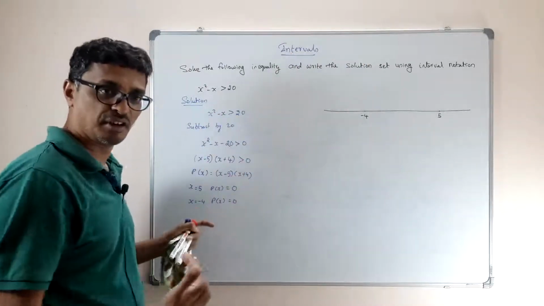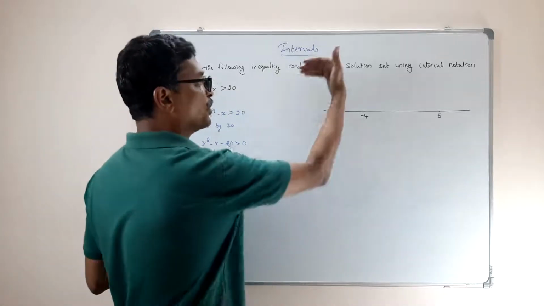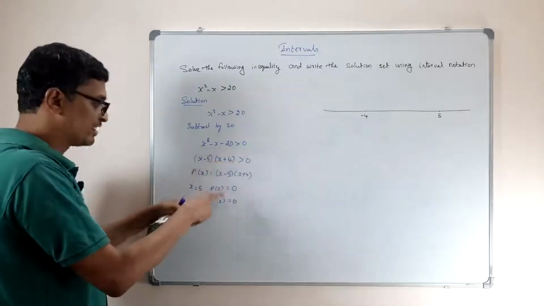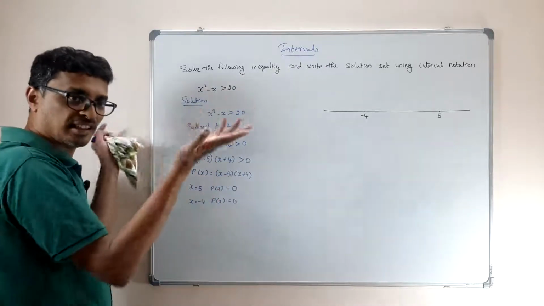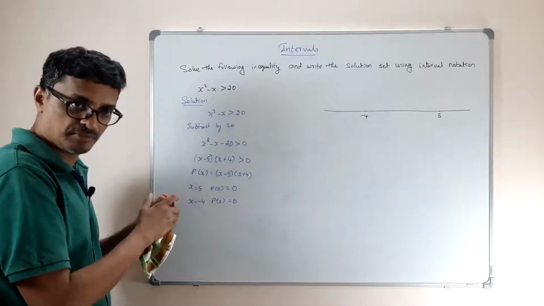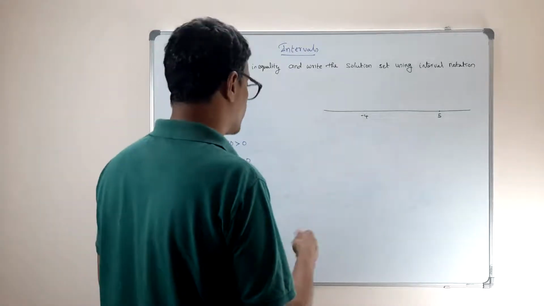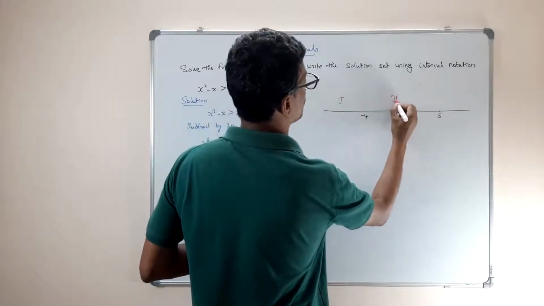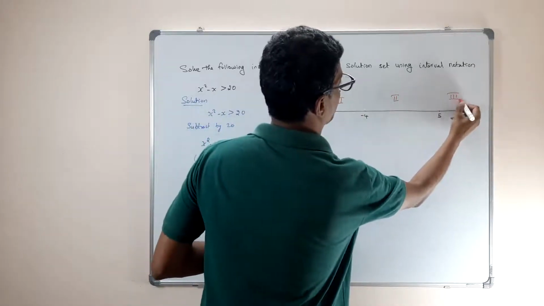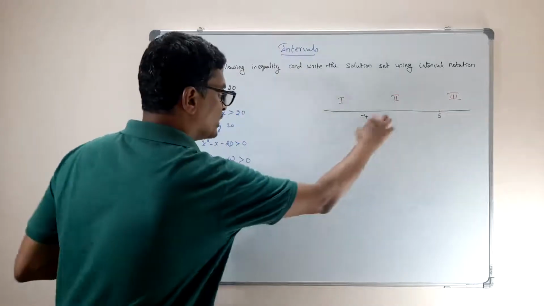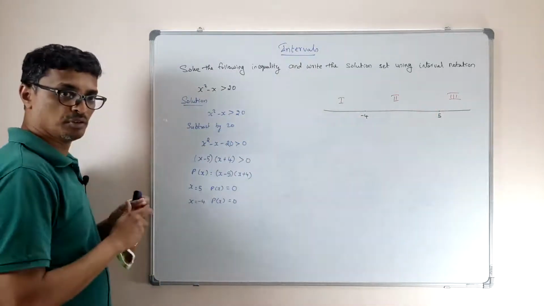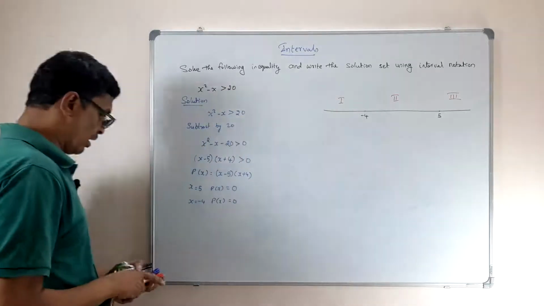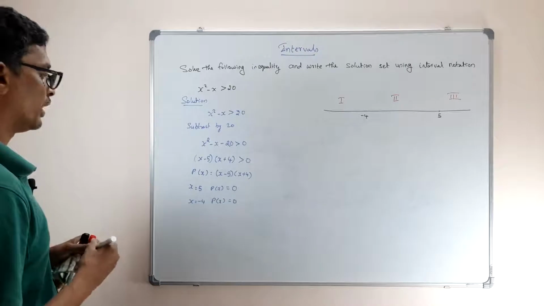For each region, you have to identify whether it is greater than 0 or less than 0, and see which one satisfies the condition. That's how you have to do it. Here it is divided into 3 regions: 1, 2 and 3. At these points we found p of x is 0, unlike in our earlier problem where at 3 it went to minus infinity. So let us take the region 1.